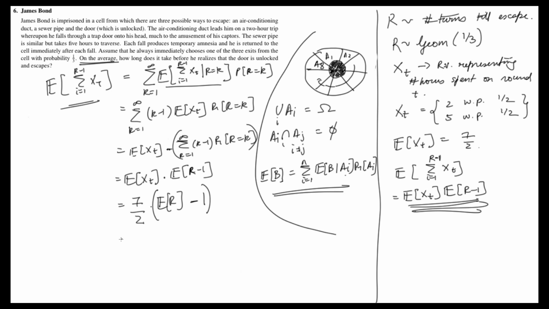And what is the expectation of R? Since we calculated that it's a geometric, the expectation of R is just 1 over the parameter of the geometric, which is 1 over 1 over 3. So this is 7 over 2 times 3 minus 1, which is equal to 7. So we got the same answer using a more rigorous proof using conditional expectation.